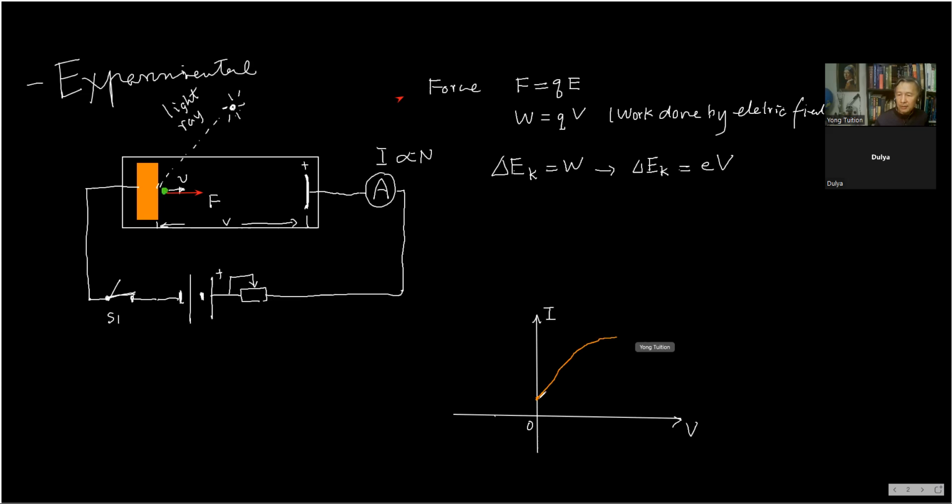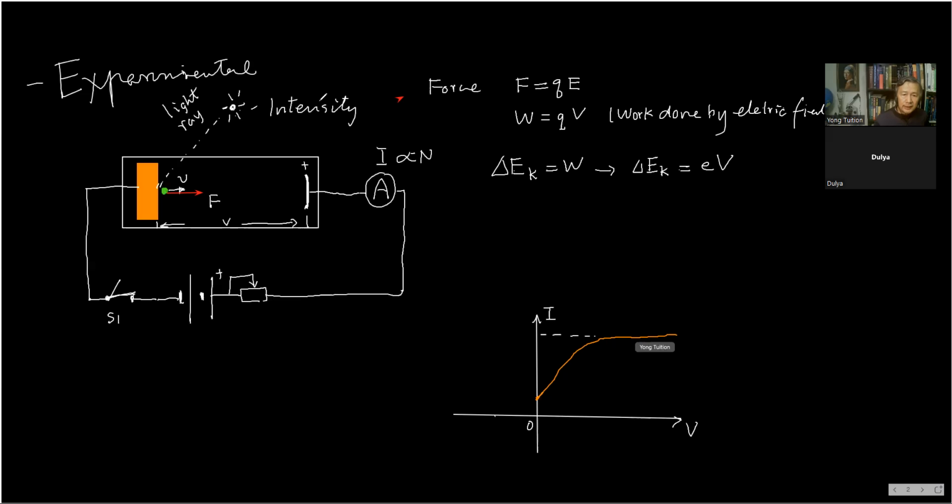But ultimately it will reach an asymptotic value, because the number of electrons generated is limited. Does that make sense? That is if the intensity is fixed, because the intensity of light will determine how many electrons can be generated. Forget about Einstein's idea; that is Planck's idea.